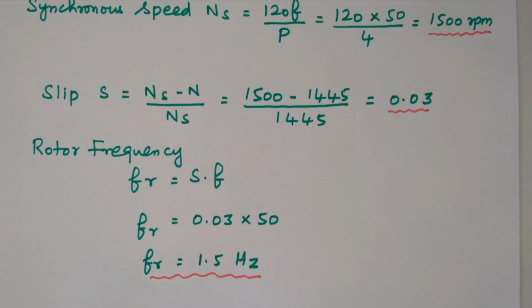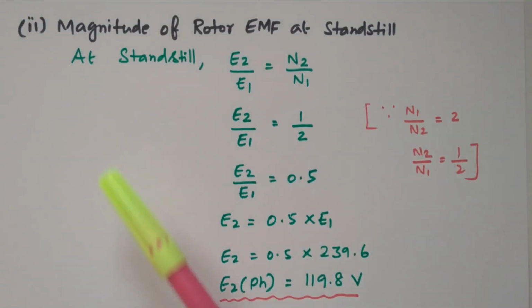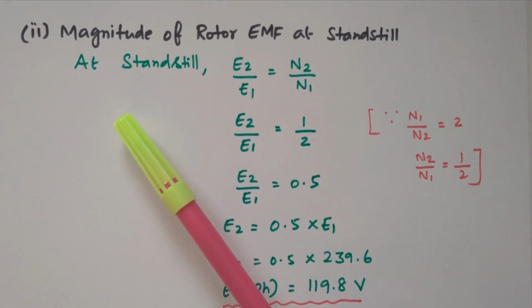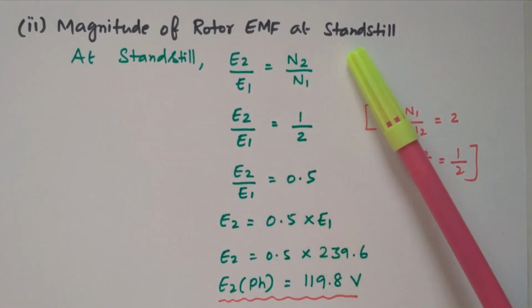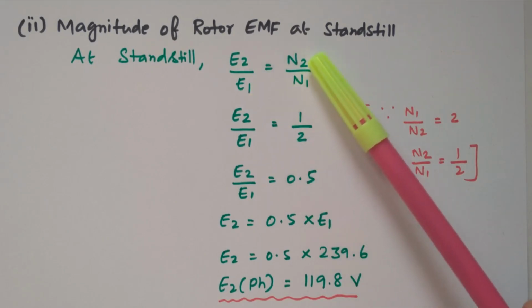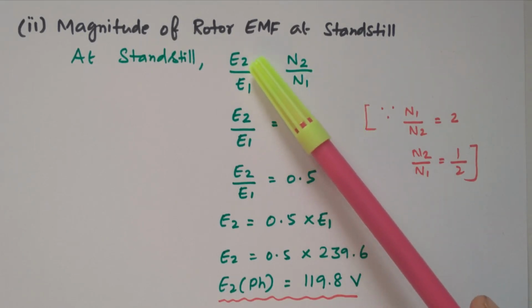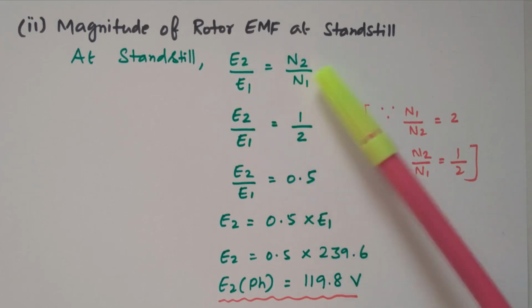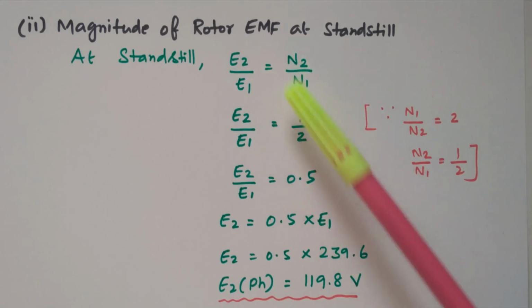Now we will find the magnitude of the rotor EMF at standstill. At standstill, E2 divided by E1 equal to N2 divided by N1. Standstill means at the starting, whereas previously we discussed the running condition. Here 2 refers to the rotor, 1 refers to the stator, E refers to the EMF, and N refers to the number of turns. It is very similar to a transformer. The 3-phase induction motor is also called a rotating transformer. So based on that we are using this formula.